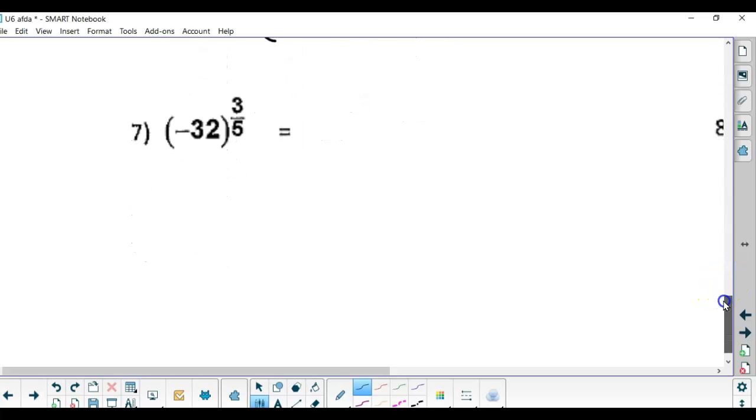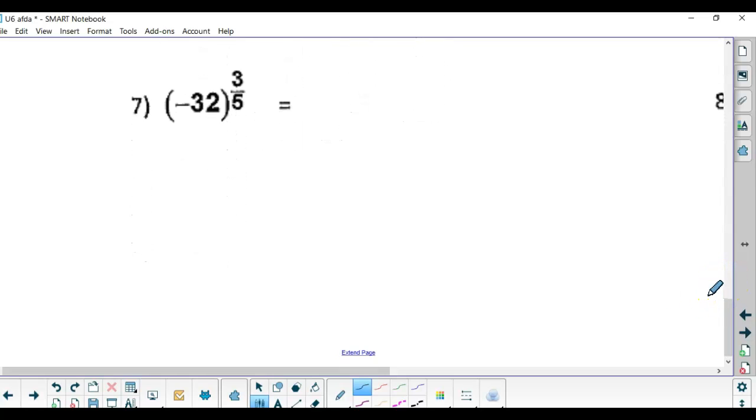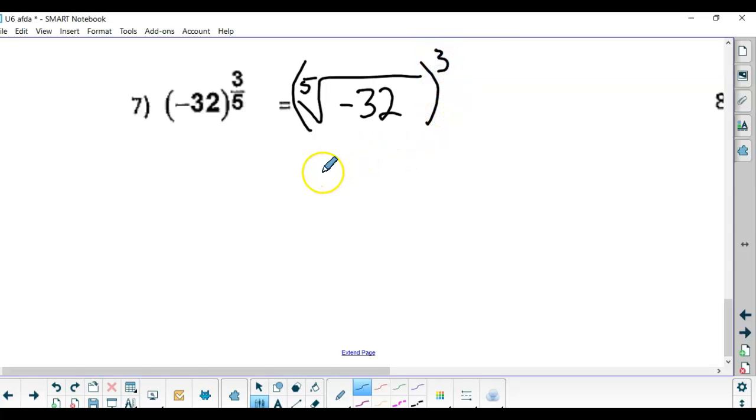All right, let's take a look at number 7. So now we have a negative, right? So we have negative 32, and we're going to take the 5th root of it. Can we take the 5th root of negative 32? Yes, it is a negative number with an odd index. That means that I can take the 5th root of that and then cube that. The 5th root of negative 32, you have to remember, is negative 2. And then we're going to go ahead and cube negative 2, and that's going to give me negative 8.